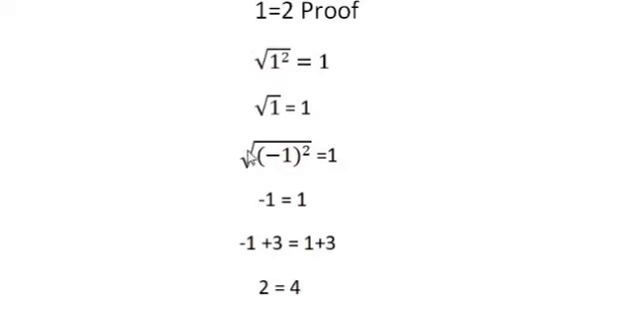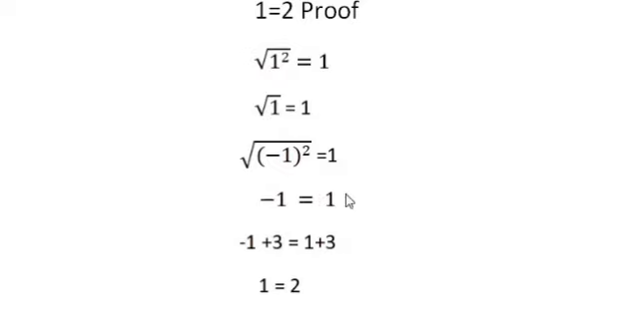And you can look, there is a root and there is a square. So I have cancelled out this and just written minus 1. So minus 1 equals plus 1, and we have added plus 3 on both sides. So this is 2 equals 4. Now we can divide both sides by 2. So this will be 1 and this will be 2. 1 equals 2. Okay. Can you find the error?